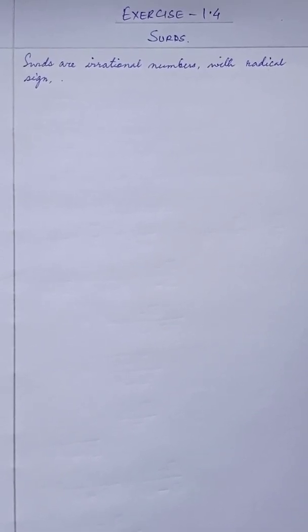Hello students, today we will learn about surds and its rationalization. So first of all, let's see what surds are. Surds are irrational numbers with a radical sign.